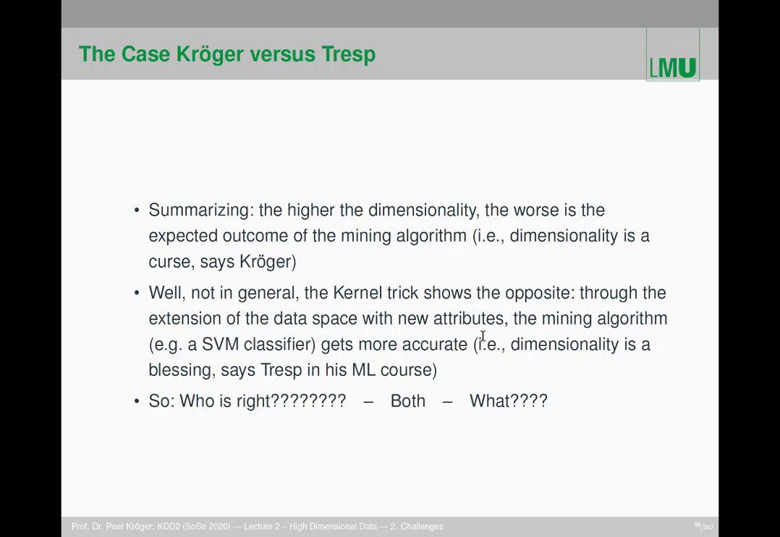So the trick was that we wanted to apply, for example, a linear model, a support vector machine, but the data is not linearly separable. You cannot separate them with a linear model. But for example, with a quadratic model, the kernel trick derives new attributes, so it pumps up the feature space such that the mining algorithm, for example this support vector machine, can now do its job. So in that case, and that is the point of Tresp, dimensionality is a blessing.